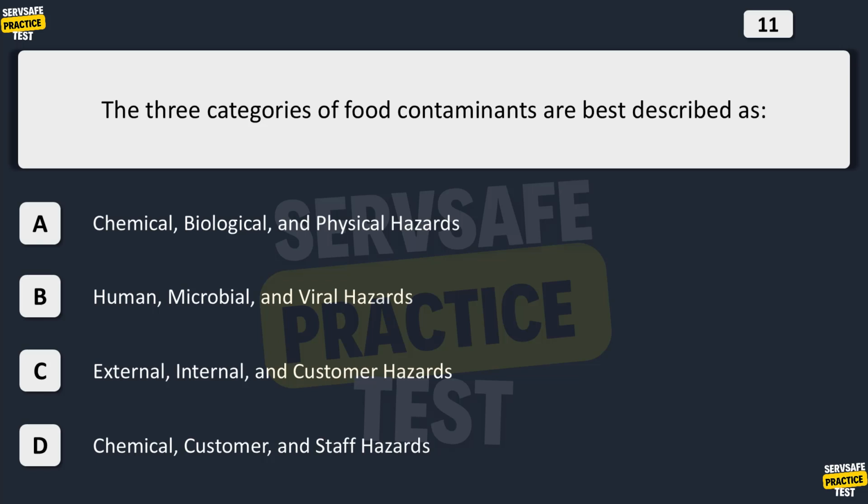The 3 categories of food contaminants are best described as A. Chemical, biological, and physical hazards. B. Human, microbial, and viral hazards. C. External, internal, and customer hazards. D. Chemical, customer, and staff hazards.